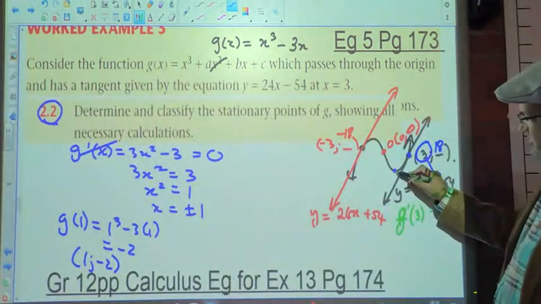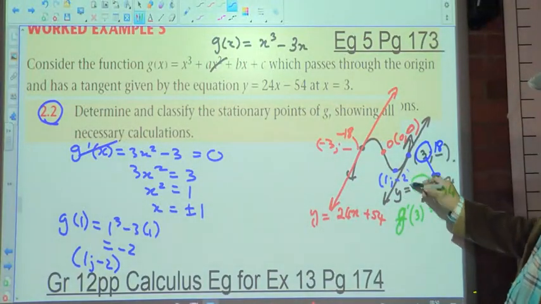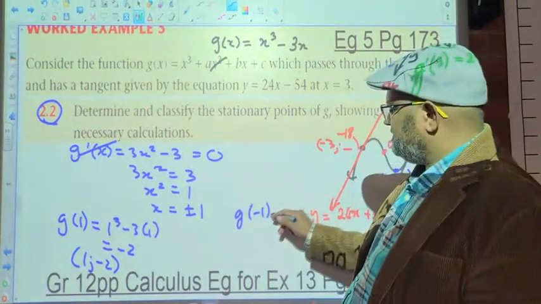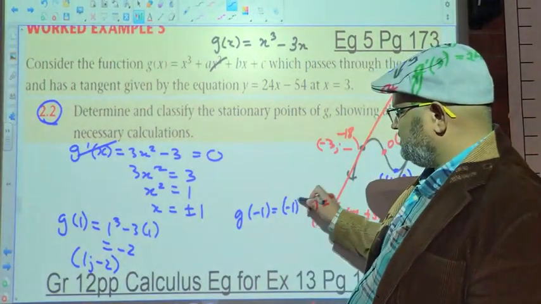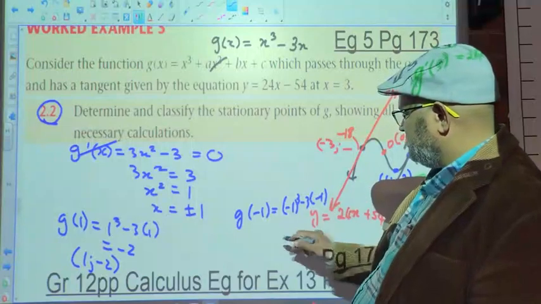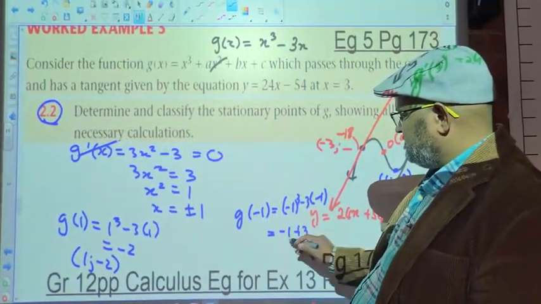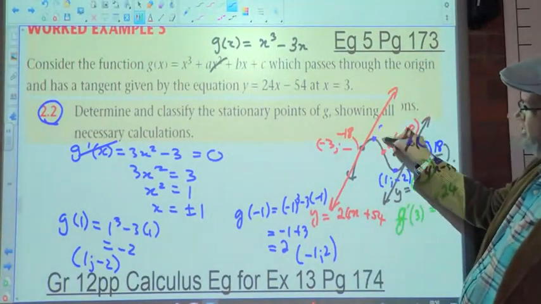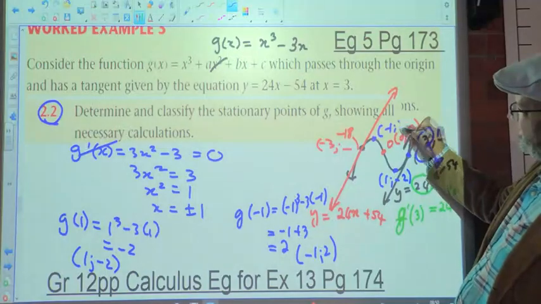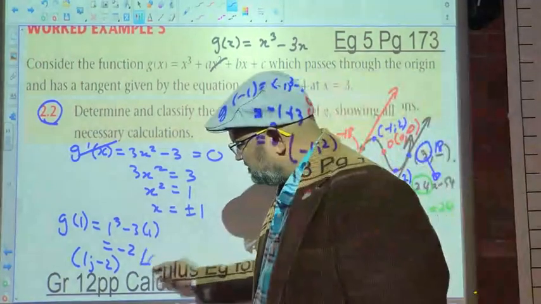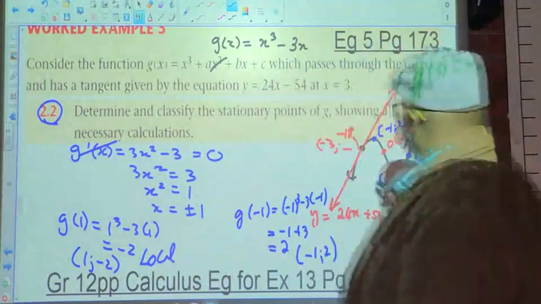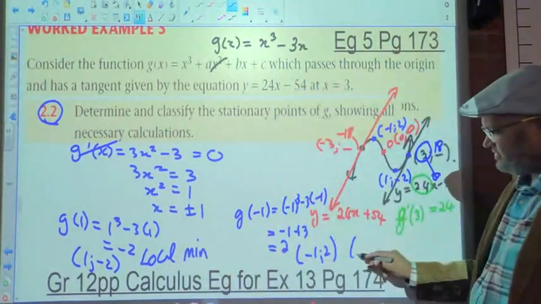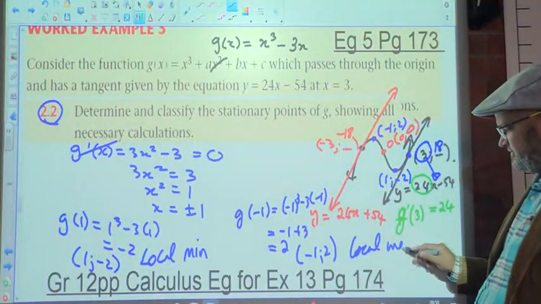To this point here. Not so. 1 and negative 2. And then g of negative 1. So there will be negative 1 cubed minus 3 times negative 1. Negative 1 plus 3, which is 2. That is negative 1 and 2. Of course this is your local minimum. This is your local max.